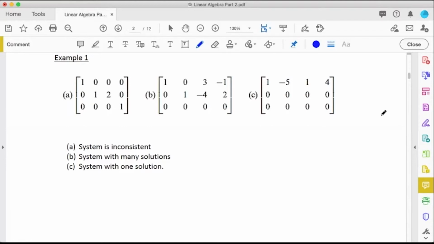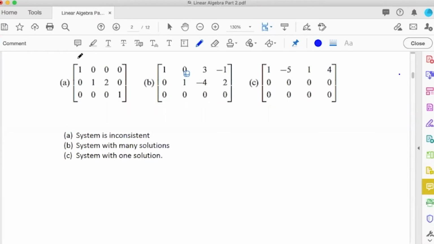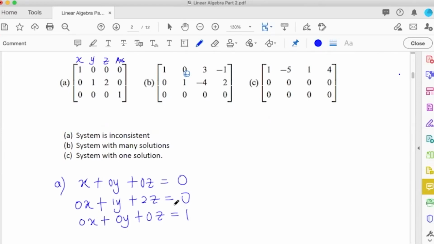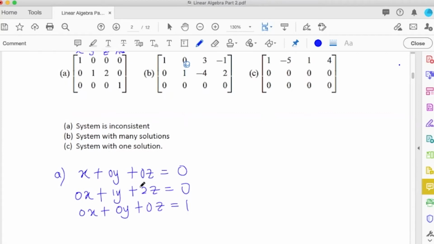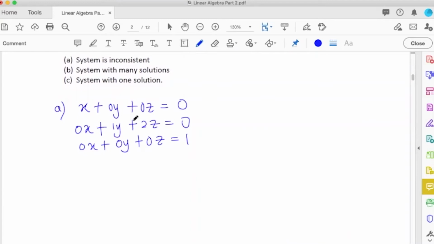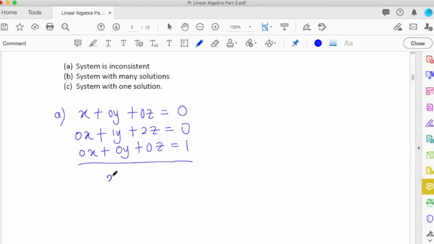We start with example 1 first. Let's say this is our column x, our columns y, z, and this is our answers. So we can write this in a linear form. It will look like this when you write it in a linear form. If you simplify the equations, you have x equal to 0, y plus 2z equal to 0, 0x plus 0y plus 0z equal to 1.